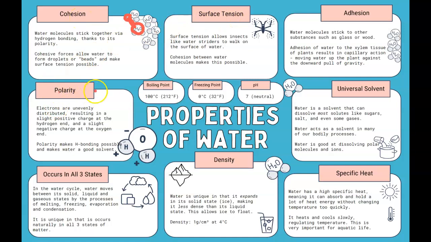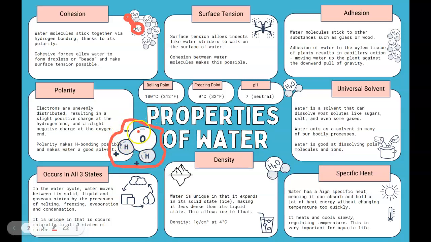So the next thing I want to talk about is polarity. The electrons are unevenly distributed in water. Basically what happens is oxygen is hogging the electrons most of the time. If you look at this right here, is where we're at. Oxygen is hogging the electrons most of the time, and so hydrogen does not get the electrons very much. Because of that, hydrogen has a positive charge, whereas oxygen will then have a negative charge.